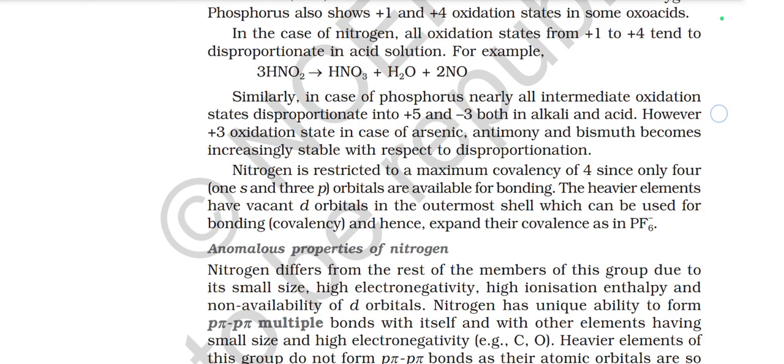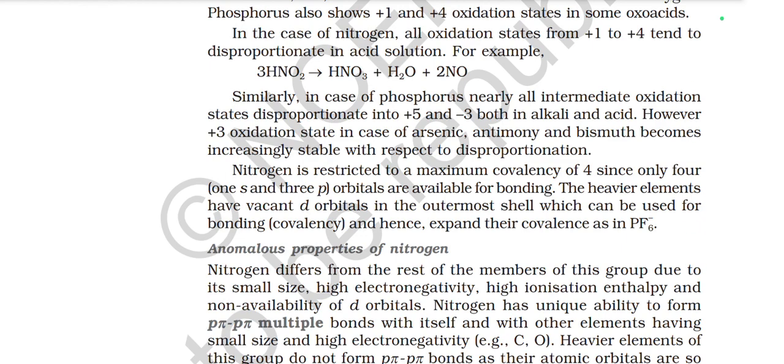In case of nitrogen, all oxidation states from +1 to +4 tend to disproportionate in acid solution. Similarly, in case of phosphorus, nearly all intermediate oxidation states disproportionate into +5 and -3 both in alkali and acid. However, +3 oxidation state in case of arsenic, antimony and bismuth becomes increasingly stable with respect to disproportionation.